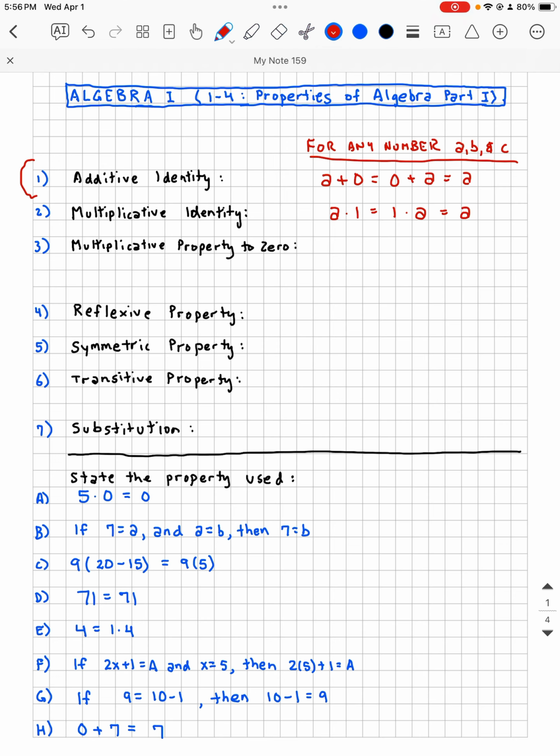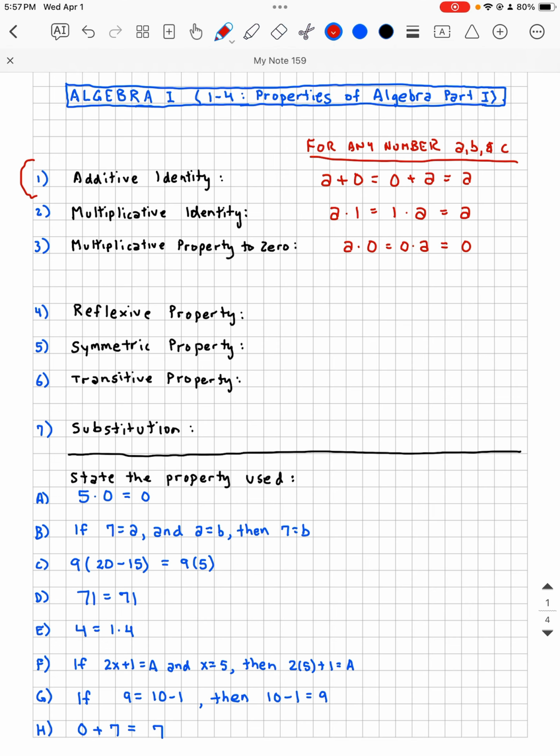Now the next one, the multiplicative property of 0, is a little bit different, but hopefully you can understand where this is coming from. If you take any number and multiply by 0, the result is always going to be equal to 0. So take a number a, multiply by 0, and you get 0, and that is also the same thing as 0 multiplied by a is equal to 0. Note that for multiplication, a times b is the same thing as b times a, so I'm writing both ways just to make it easier for you to see.